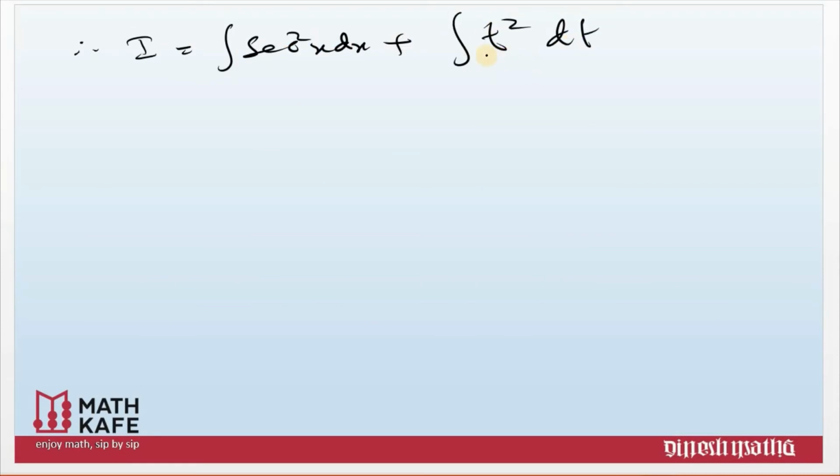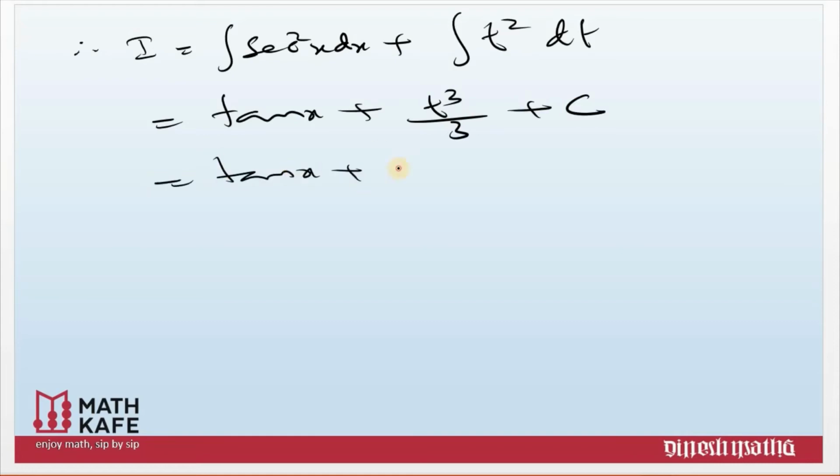Now let us complete the question. The integral will become sec square x dx plus t square dt. Instead of the t, we have used the substitution. Now we are integrating. Sec square x means tan x plus t cube by 3 plus c. Now replace that: tan x plus tan cube x by 3 plus c.